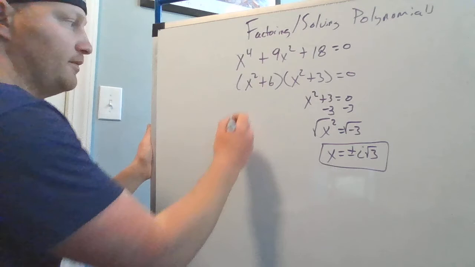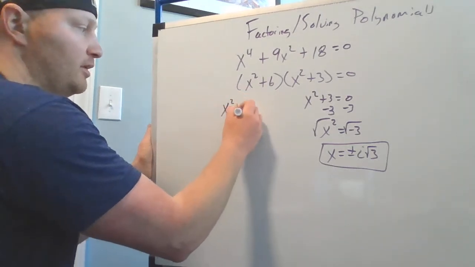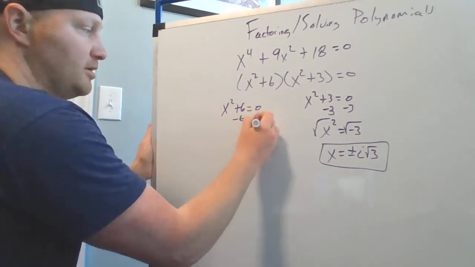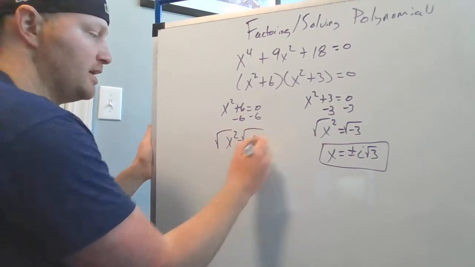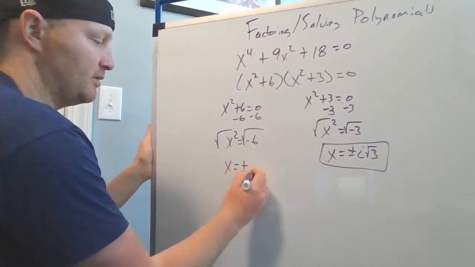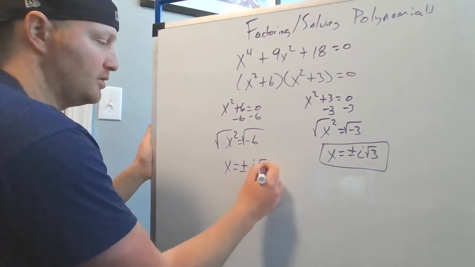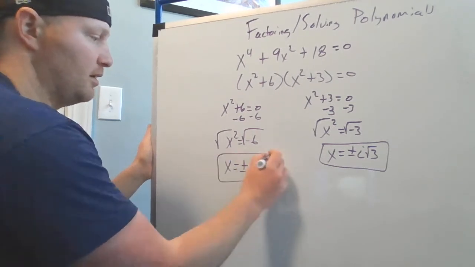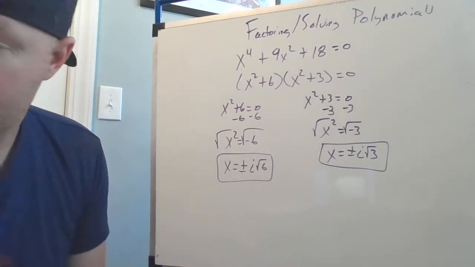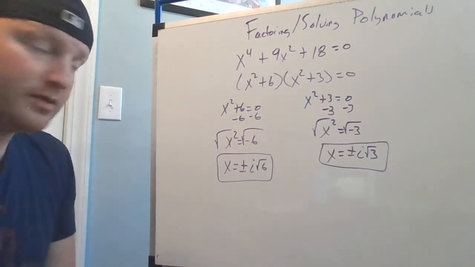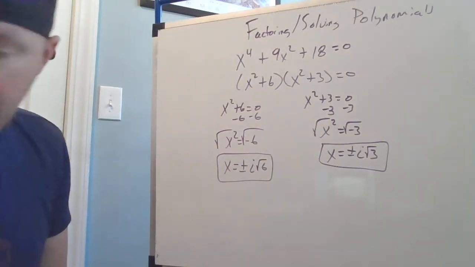There's one answer. And then again, x squared plus 6 equals 0. Subtract 6. x squared equals negative 6. Square root both sides. So now this is x equals plus or minus i square root 6. There would be your other solution for something like this. Okay? Let's go through another one. And then I got a few more to go.